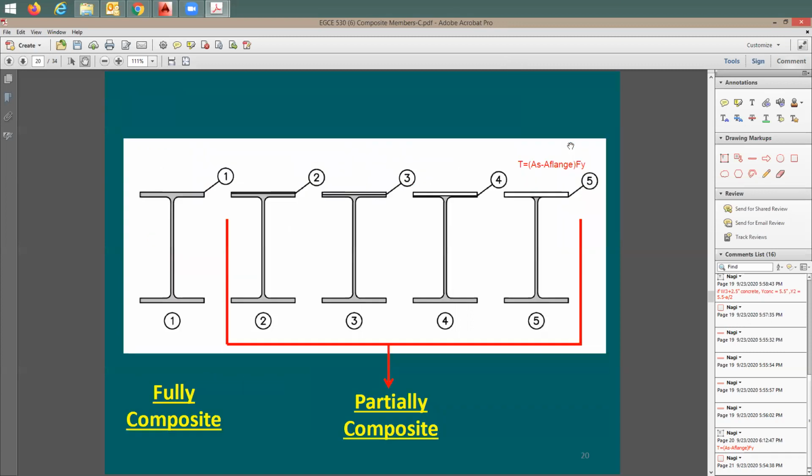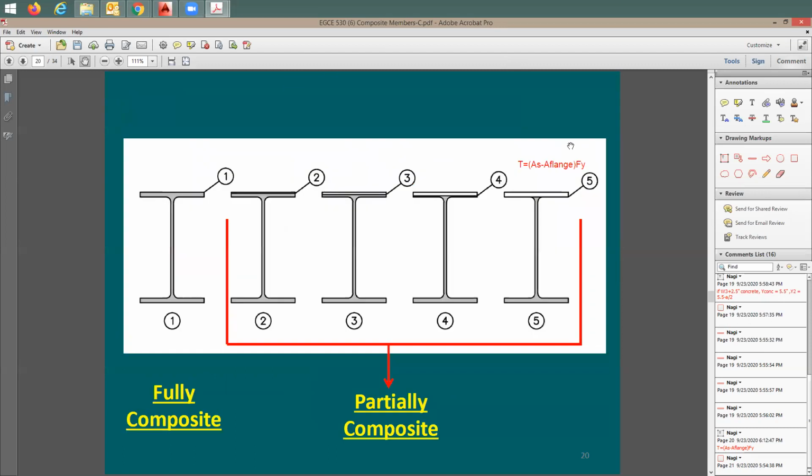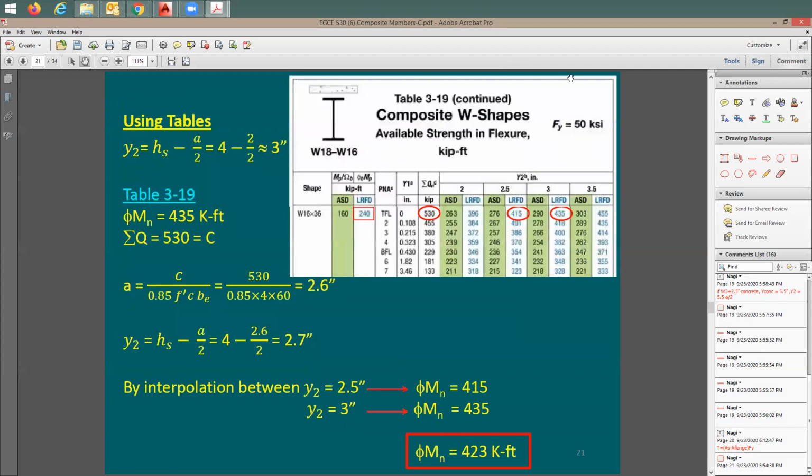Okay? Now let's see the example. Same beam that we are working with is W16 by 36. I'd like to use a table to figure out the capacity of this section. So I'm going to say W16 by 36. I don't have a value now for the a compression block depth, so I'm going to assume that it is equal to 2 inches.